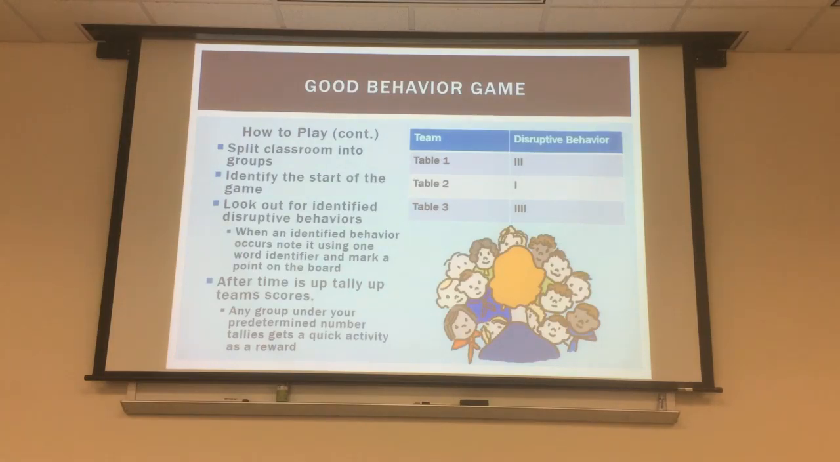And remember, we said 3 that we've defined. We don't want to be picking out everything. Just the 3 things that we came up with as a class we're going to identify. So when an identified behavior occurs, you're going to note it. You can use a one-word identifier, or you can just say, table 3 is being disruptive, you've earned a point.